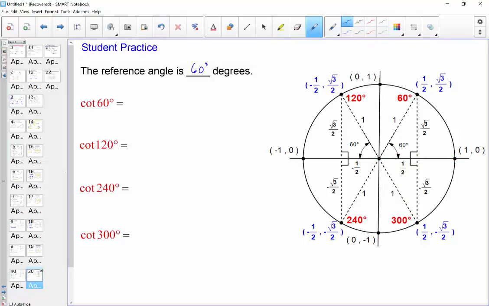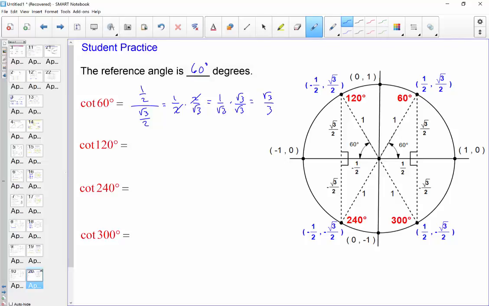Now we can easily determine the cotangent for each angle. So the cotangent of 60 degrees is equal to the adjacent side, positive 1/2, over the opposite side, positive square root of 3 over 2. So to solve that, 1/2 times the inverse of the denominator. The 2's cancel. We're left with 1 over the square root of 3. Rationalize the denominator by multiplying both by square root of 3. And we get square root of 3 over 3.